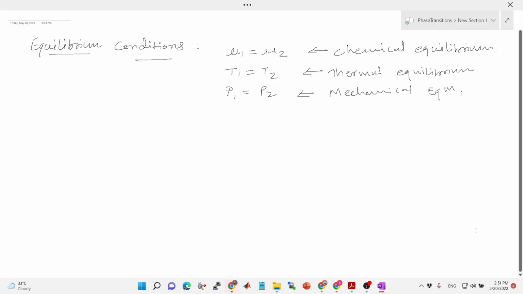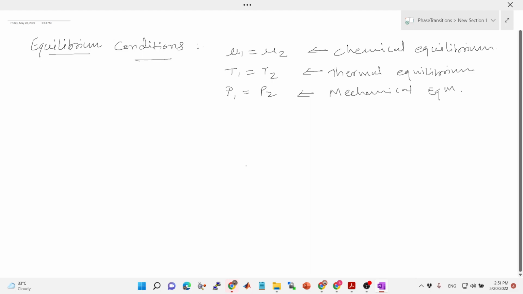Okay, so we are going to look at the phase transitions, and these are the conditions for the equilibrium during the phase transition. We have chemical equilibrium, then mechanical equilibrium, and also thermal equilibrium. So we have to deal with these three equilibrium conditions in order to attain the complete equilibrium during the phase transition.